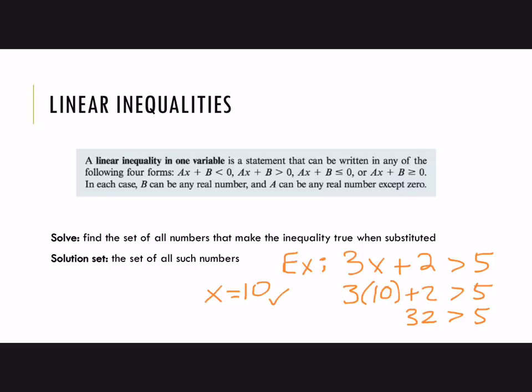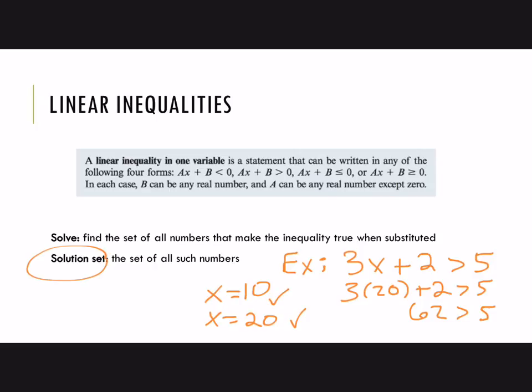Unlike equations, we have multiple solutions here. Another solution would be x equals 20. When you substitute that in place of x, the statement is also true. You get 62 is greater than 5. So for the solution set, now we actually do have a set with more than one element. We want to look at the set of all such numbers, 10, 20, 30, any other numbers that make this inequality true, and then we want to describe that set.